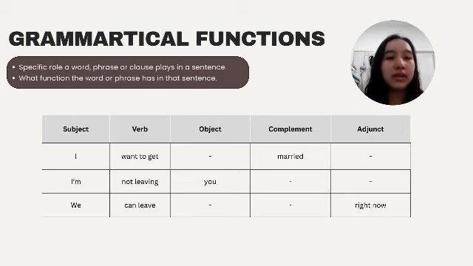There is no object or complement, but there is an adjunct, which is right now. Now an adjunct works by adding extra detail or extra information in a sentence. So if you take out the adjunct, it can still stand alone as a sentence. For example, taking out right now, saying we can leave already still makes sense.